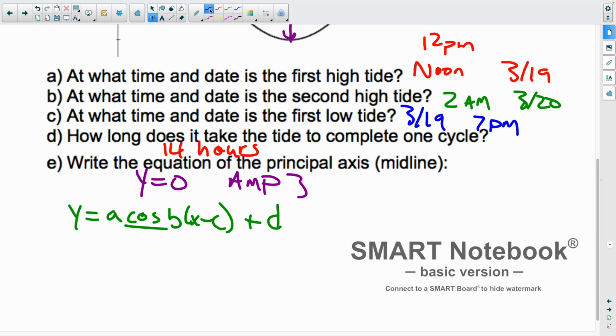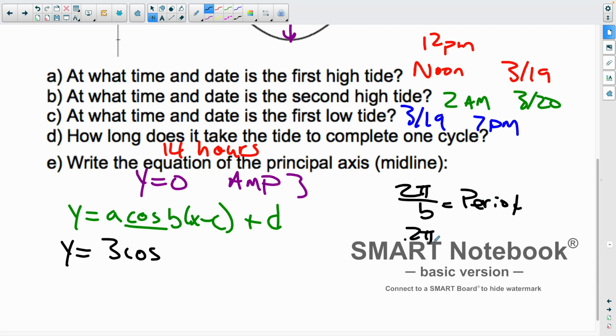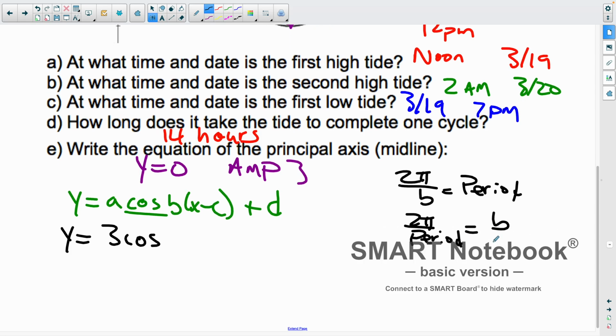Now, if that's the case, what do we know about A, B, C, D? A is 3, good. So y equals 3 cosine. What else do we know right now? We do know the period. Does the period go in here for B? No, we've got to do a little bit of work there, right? Remember, 2 pi divided by B is equal to the period, or 2 pi over the period is equal to B. All right? Which of those equations do we want to use in this situation?